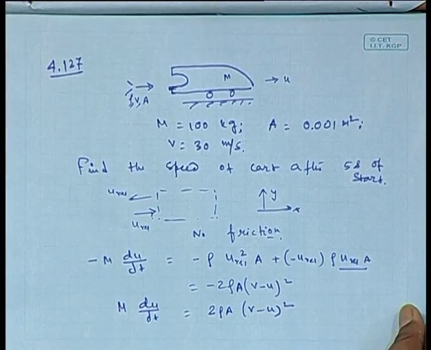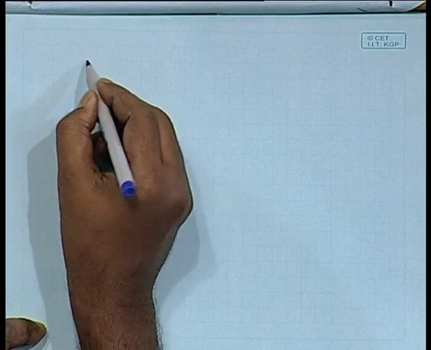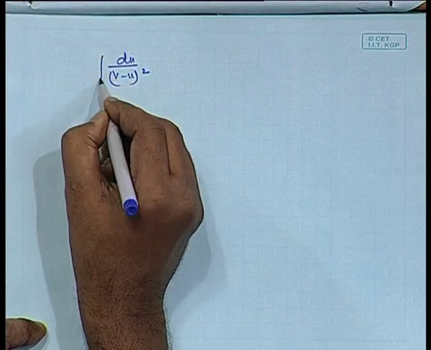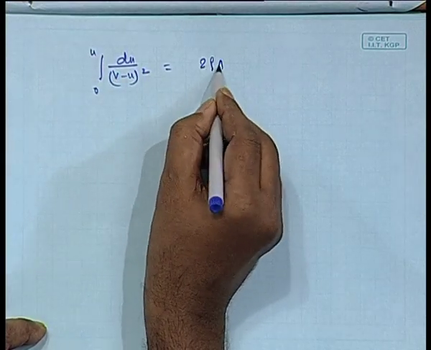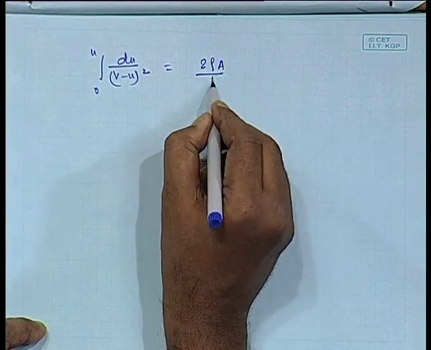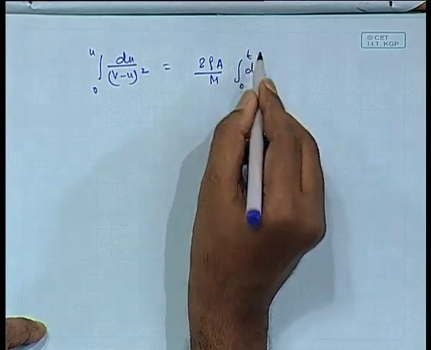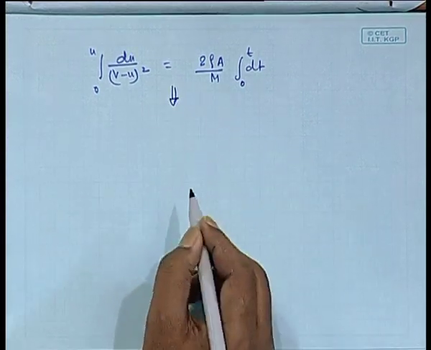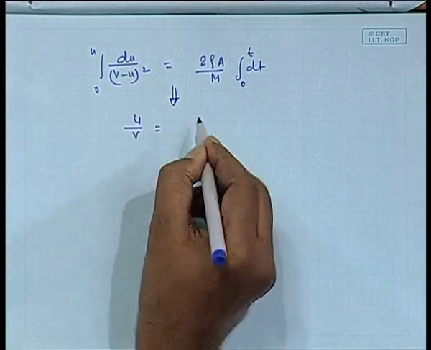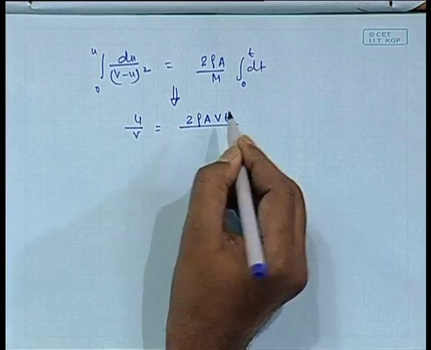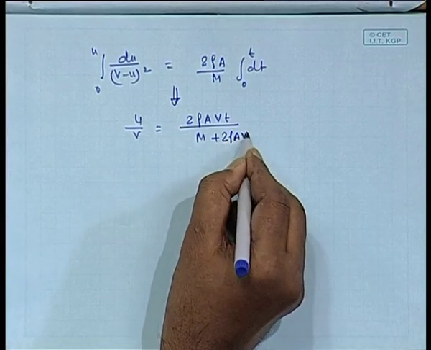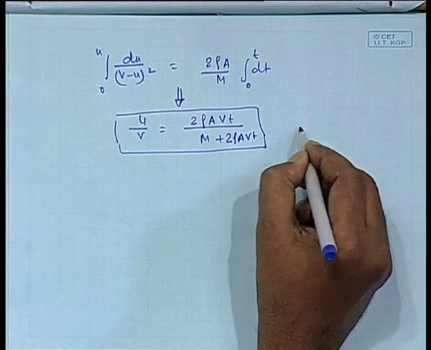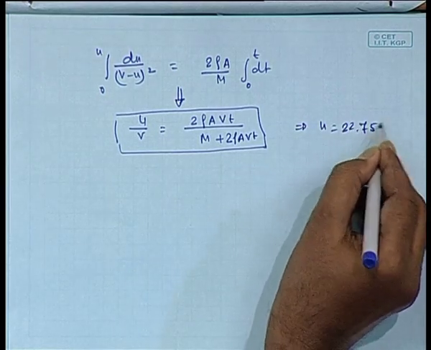Now, you have to carry out the integration. So it is basically du over (v minus u) square, from 0 to u, equals 2 rho a by m, dt. Okay. So, I am just writing the final expression. It comes out to be u by v equals 2 rho a v t divided by m plus 2 rho a v t. Okay. Put the values at time t equal to 5 seconds, and u comes out to be 22.75 meter per second.